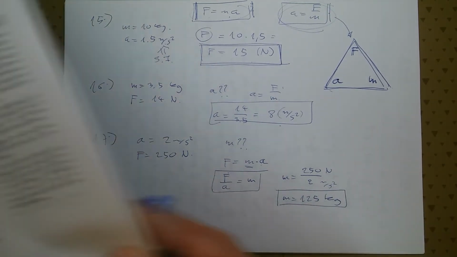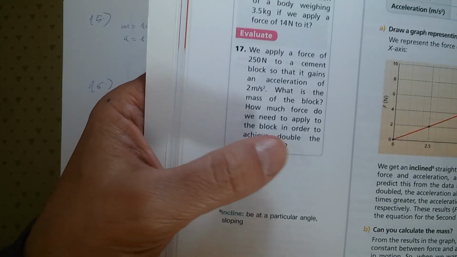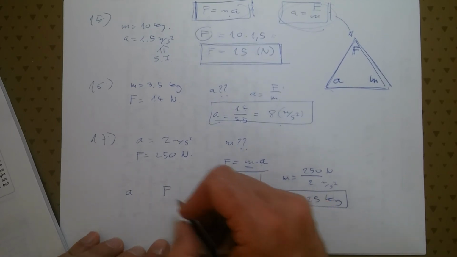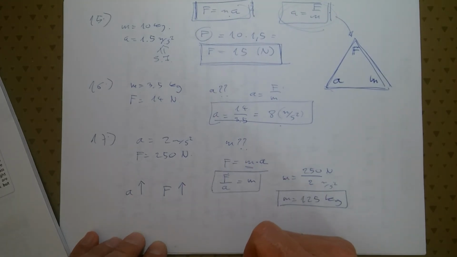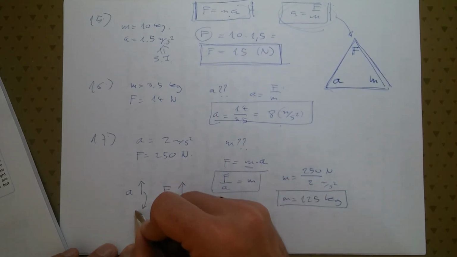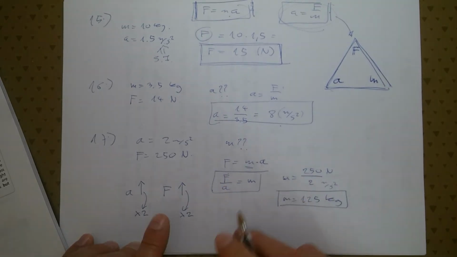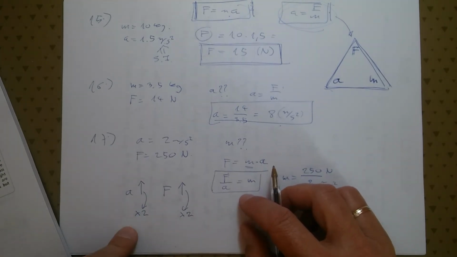Okay, and the final question is: how much force do we need to apply to the block in order to achieve double the acceleration? So double the acceleration. Remember that acceleration and force are directly proportional. So if one is increased, the other one must be increased at the same rate. So if we multiply this by 2, this also should be multiplied by 2. Directly proportional. This means directly proportional. If we increase the acceleration by a factor of 2, the force must also be increased by a factor of 2.